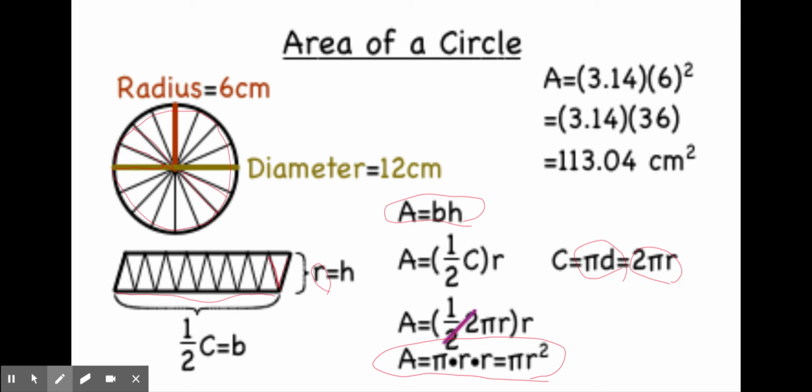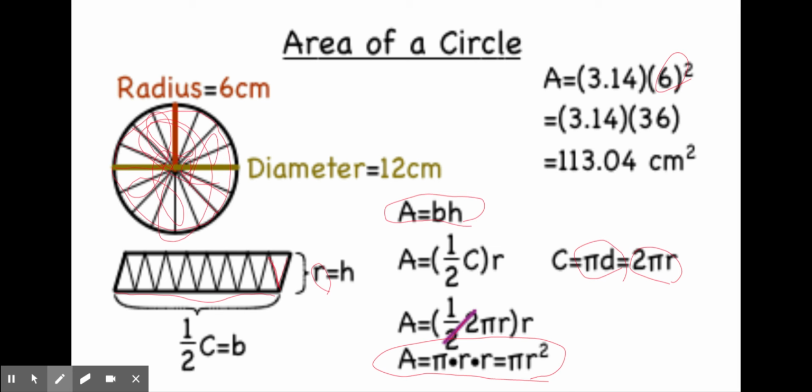All right, so for this problem right here, radius 6 centimeters, right? Well, you plug that in there, 3.14. Well, before you can solve this, remember, always do the square first. So 36 times 3.14, 113.04 centimeters squared is what the area is right here.